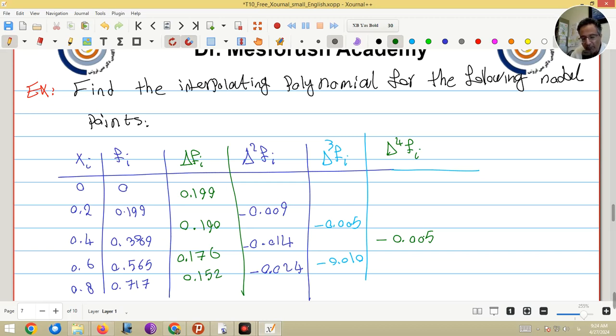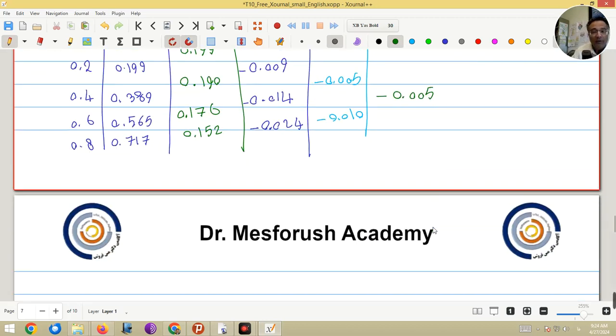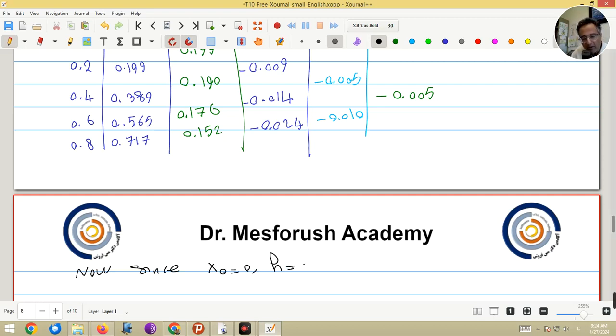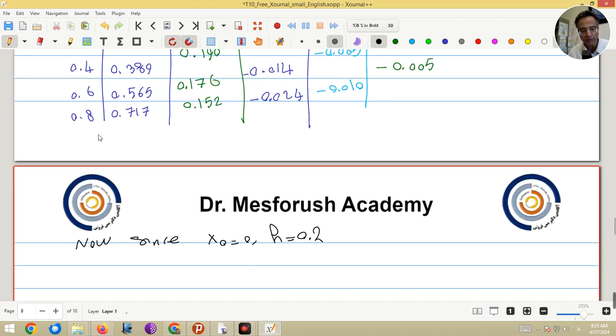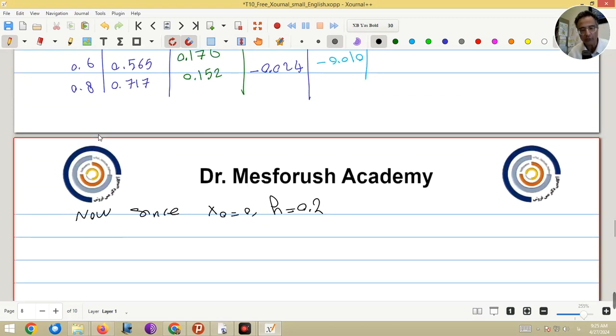Now, let me compute the P of s here. Let me write now, since x0 equals 0, h equals 0.2. In fact, to find h, you have to subtract this and this to get 0.2. Okay, 0.2.